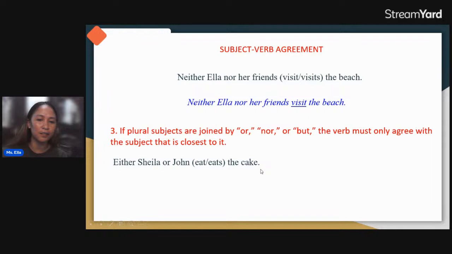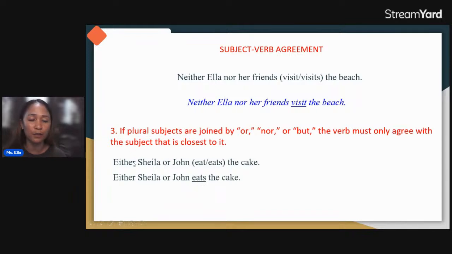What's the correct verb to use in this sentence? Is it eat or eats? Okay, so the correct verb to use in this sentence is eats. Why eats? Okay, so here again, just like what I said, though they are plural.